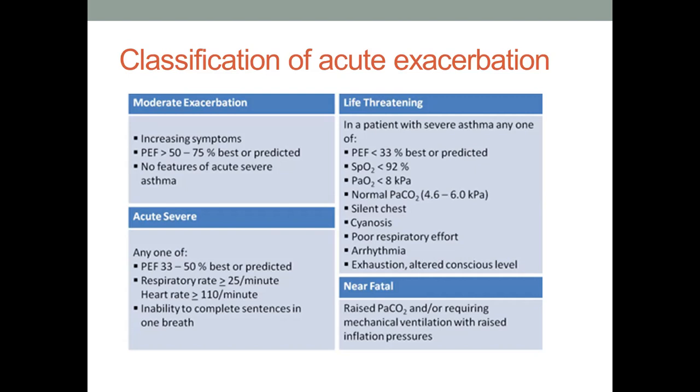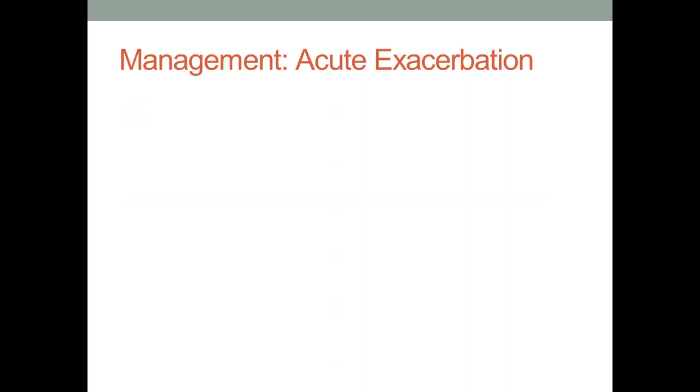The normal PaCO2, silent chest, cyanosis, poor respiratory effort, arrhythmia, exhaustion, altered conscious level. So these are the signs of life-threatening exacerbation of asthma. In near fatal asthma, there will be raised partial pressure of carbon dioxide, meaning more than 45 or more than 6 kilopascal, or the patient requiring mechanical ventilation with raised inflation pressure.